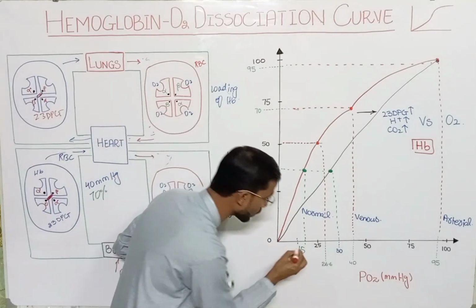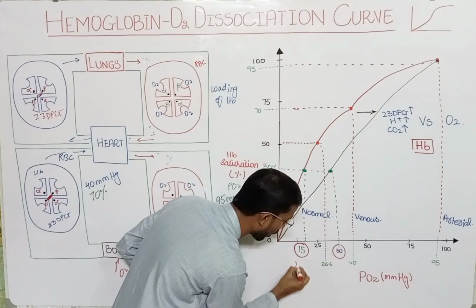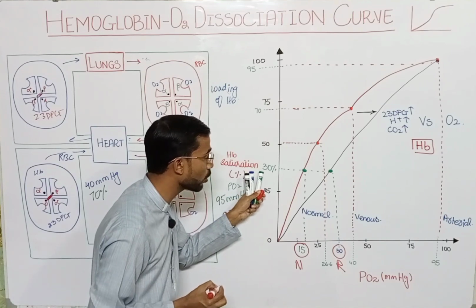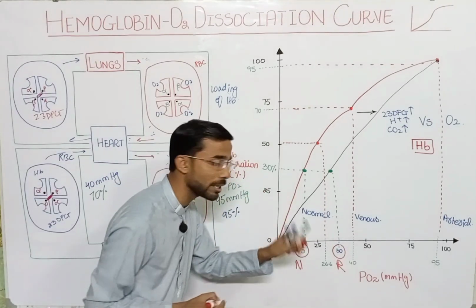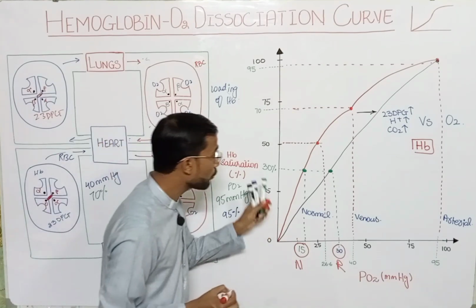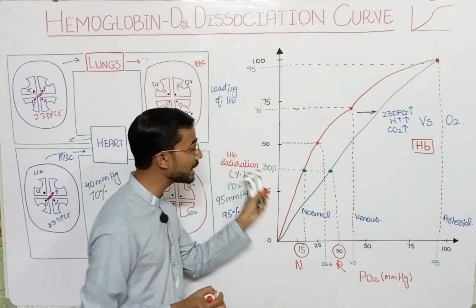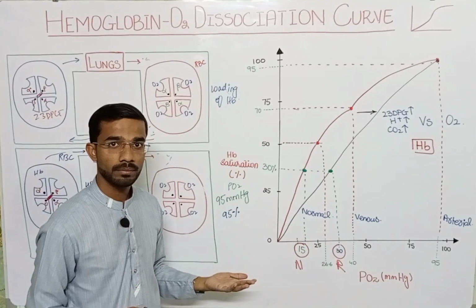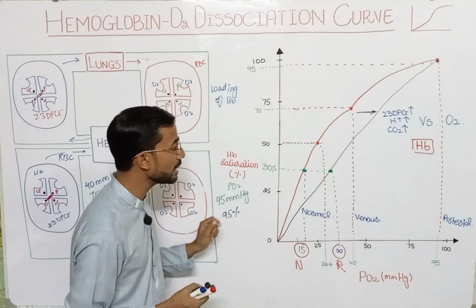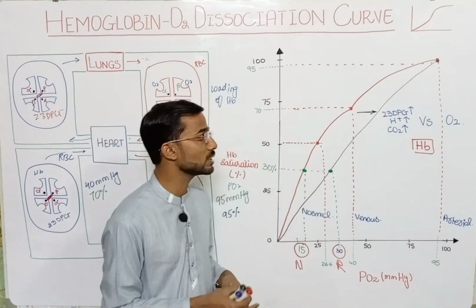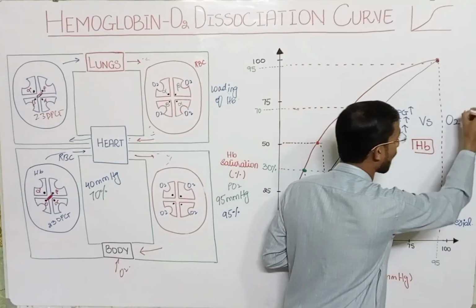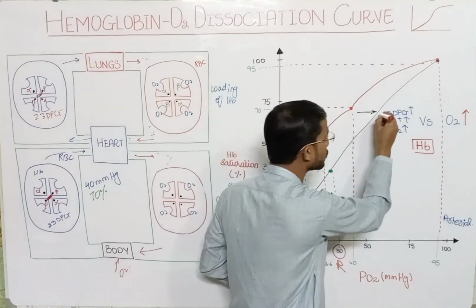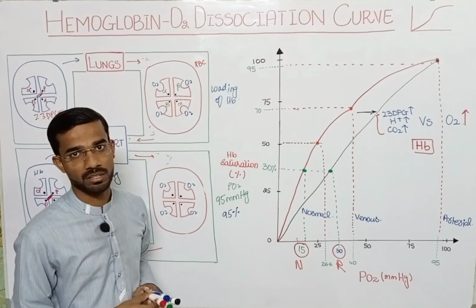So these are the two situations: this is for the normal, this is for the right curve. For 30% saturation of the hemoglobin in the normal situation, we require 15 millimeters of mercury pressure. For 30% saturation in the right curve, we require 30 millimeters of mercury oxygen pressure. It means in the right curve we require higher oxygen. If the oxygen concentration is high, then oxygen preferably binds to the hemoglobin instead of these three components. This is the basic concept.